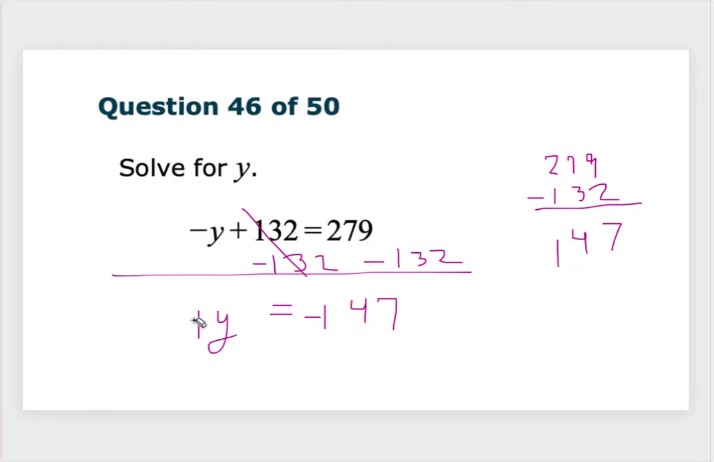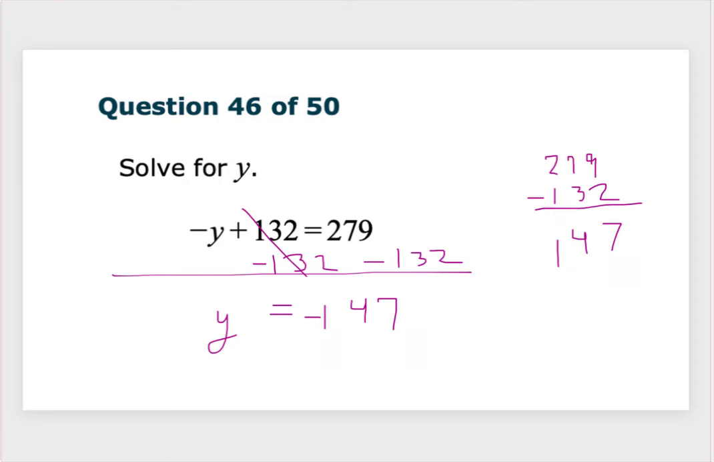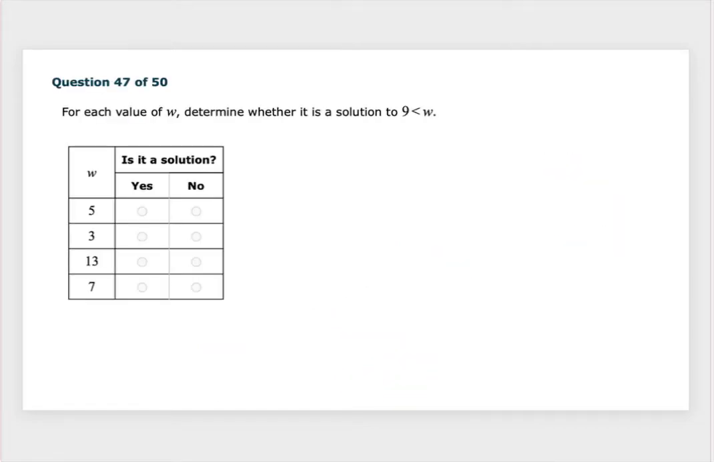And I'm just going to take that off of there. Okay? So on second thought, that might confuse you coming back to it. So let's go ahead and rewrite it. Y equals negative 147. That way this one stays there and you can see the work.